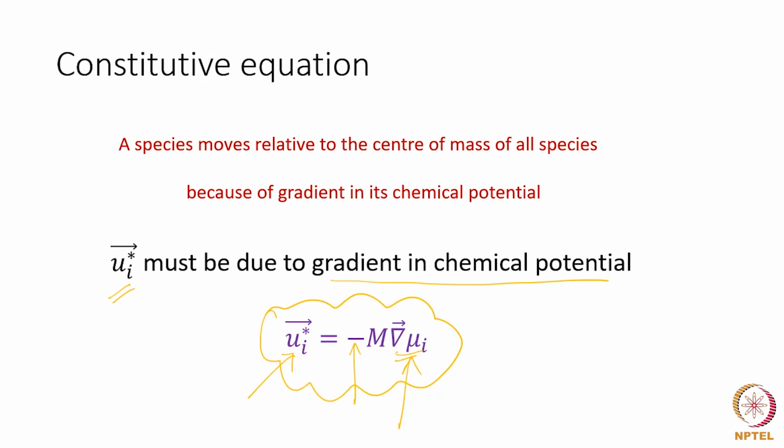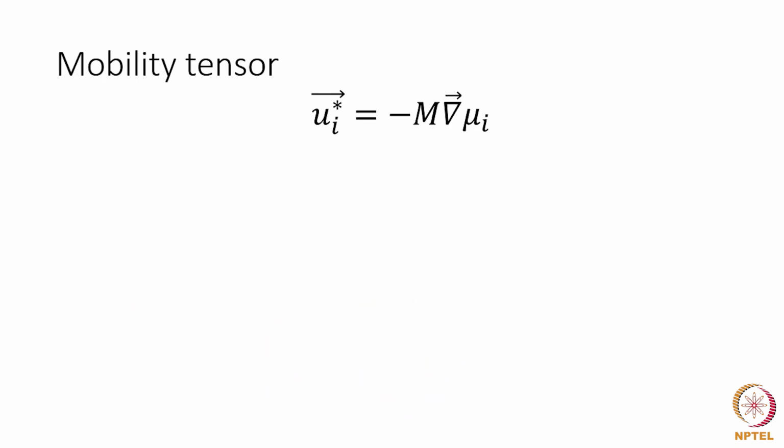Now these quantities are related with a coefficient M, and that coefficient is what is called the mobility tensor. And why do we want to call it a tensor? The left hand side is u_i star, which is a vector. It is the diffusional velocity of species i. On the right hand side, mu, the chemical potential, is a scalar, and mu_i means the chemical potential of species i, and the gradient of a scalar is a vector. So on the right hand side, nabla mu_i is a vector.